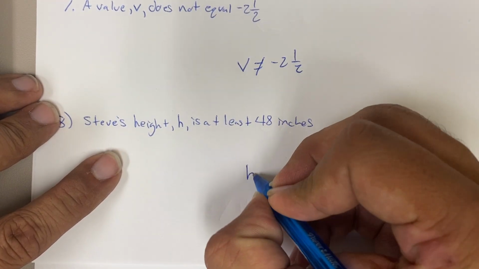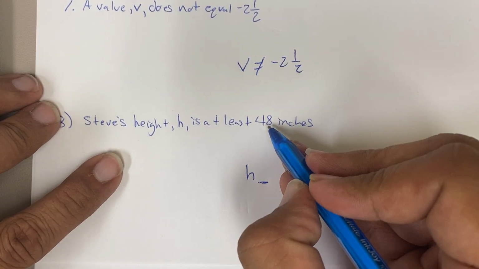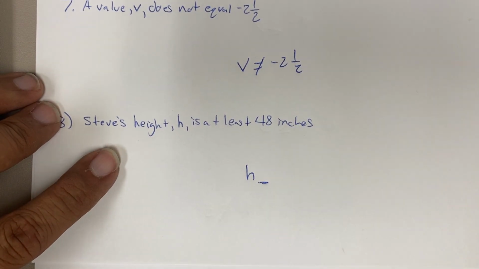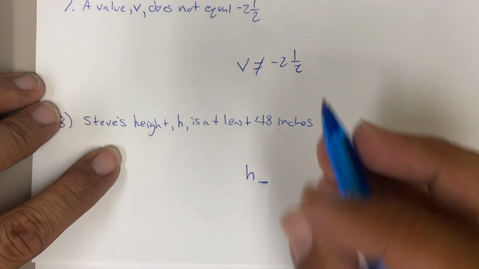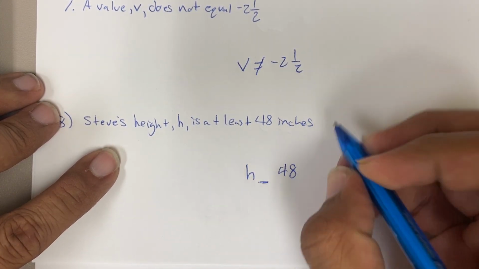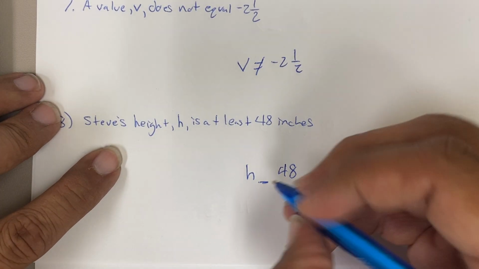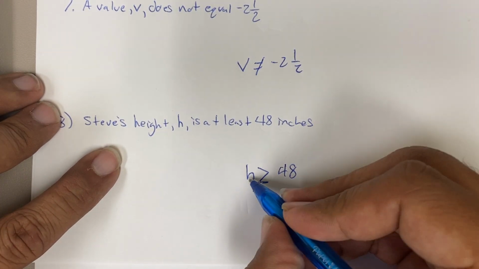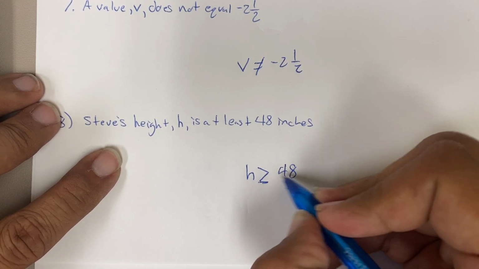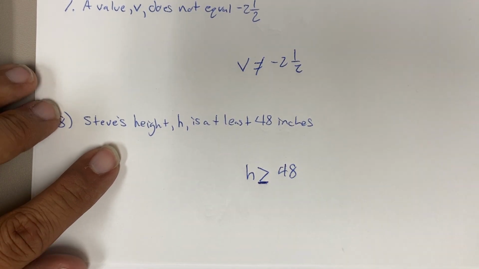So Steve's height, H, we know that it can be 48 inches, because it says at least, which would mean that he stayed exactly the same height. And then it says at least 48 inches, so that means all the other possibilities are that he's taller. So H is always going to be greater than 48, or there is a possibility that he is equal. And that's it.